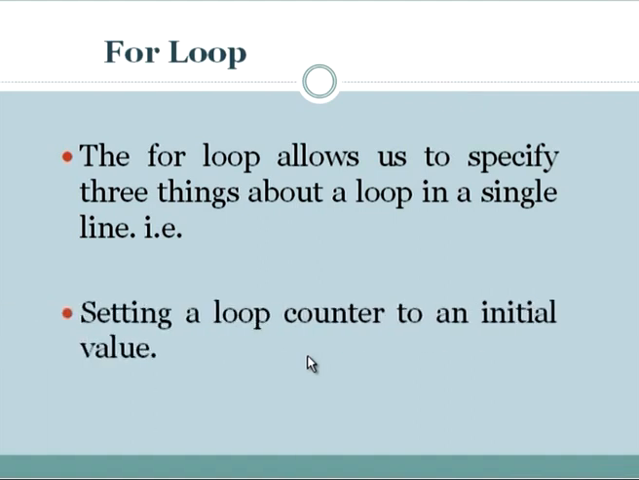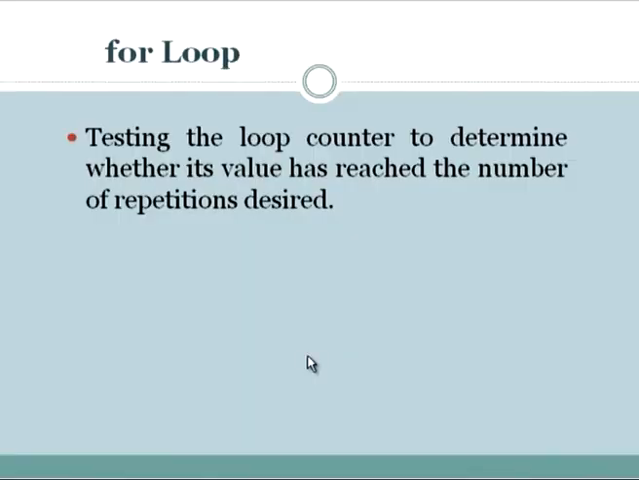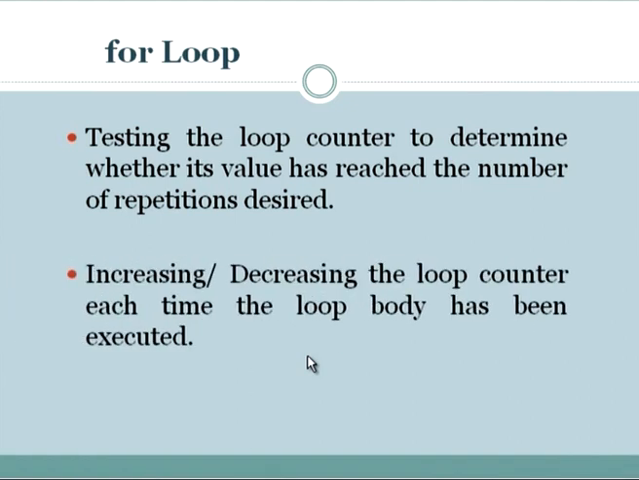In the first section, we set a loop counter to an initial value. Then we test the value of the loop counter to determine whether it has reached the number of repetitions or not. And we need to change the value of the loop counter either by increasing or decreasing or in any other manner so that the loop is ultimately terminated.